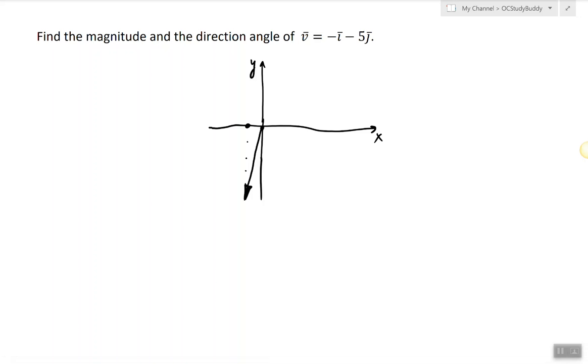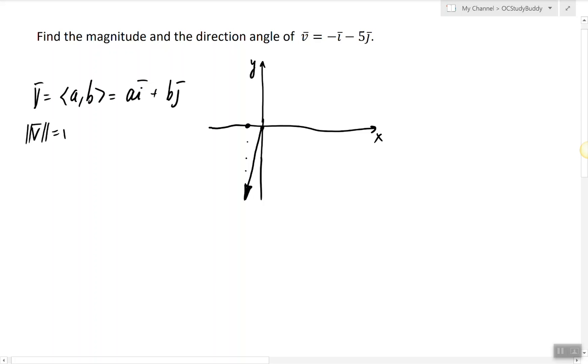So first, let's recall the formula for the magnitude of a vector. When the vector is given in algebraic form, we can always find the magnitude by simply applying the Pythagorean theorem. That is, the magnitude is always the square root of a squared plus b squared. So in our case, the magnitude of v will be equal to the square root of -1 squared plus -5 squared. So it's just the square root of 26.